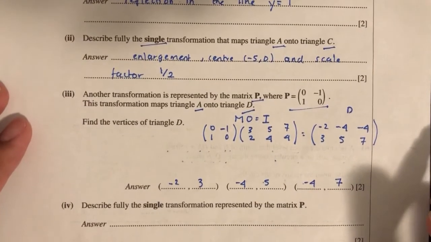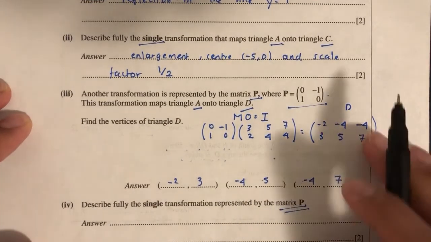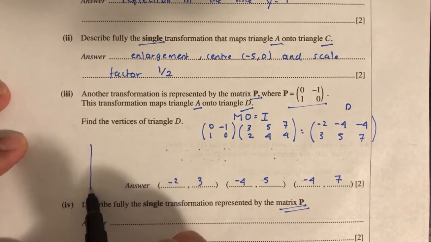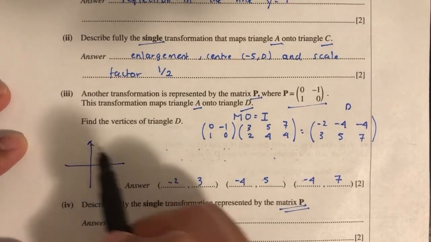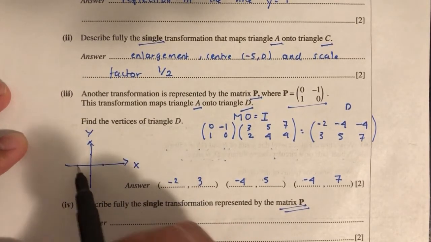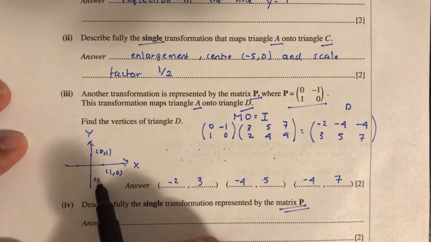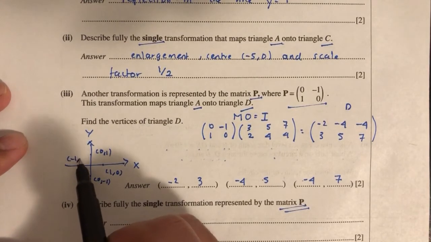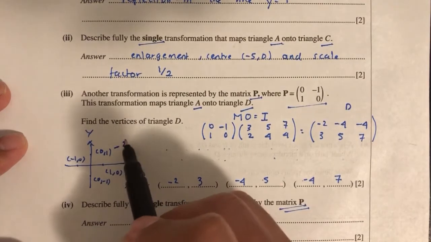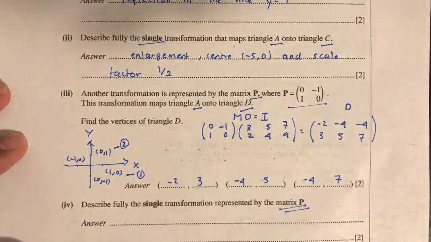So now the last part is describe fully the transformation represented by P. So here we can use a trick just to find it. Pretty easy. If you draw this, your quadrant, this is x, y. If you draw your 4 points, this is (1, 0), (0, 1), (0, -1), and (-1, 0). We always begin with this point and this point. So the matrix P is (0, 1, -1, 0).